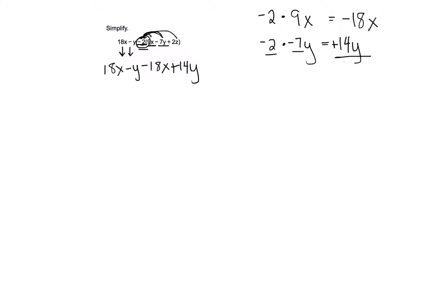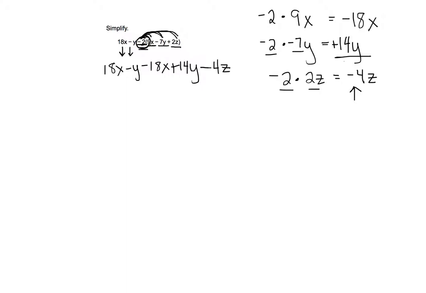Lastly, we're going to do the -2 times the positive 2z. So we have a -2 times a positive 2z. A negative times a positive is a negative. So -2 times a positive 2 is a -4. And then we have the z term. So since there's a negative sign here, that means there will be a subtraction sign. The negative and subtraction signs are the same thing, just as the positive and the plus signs are the same thing.